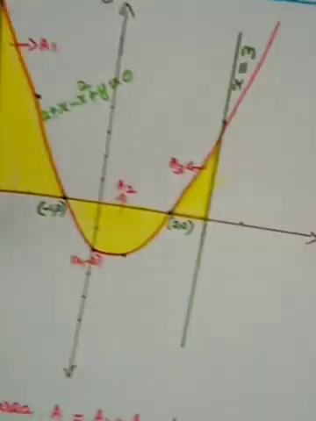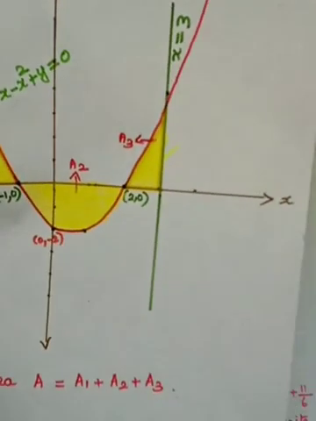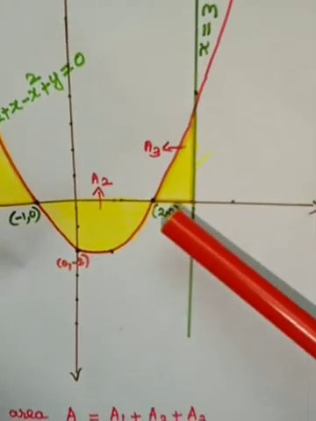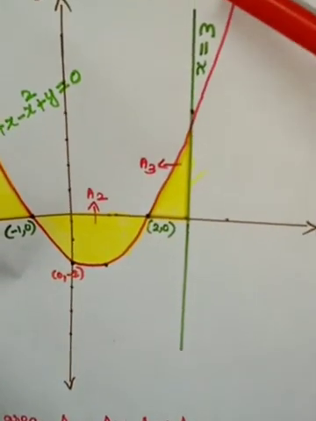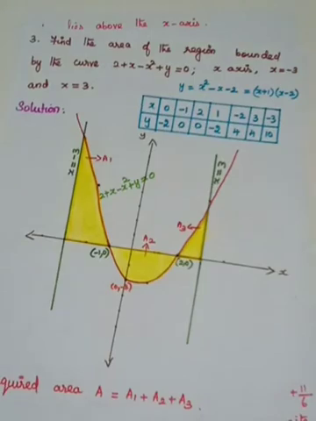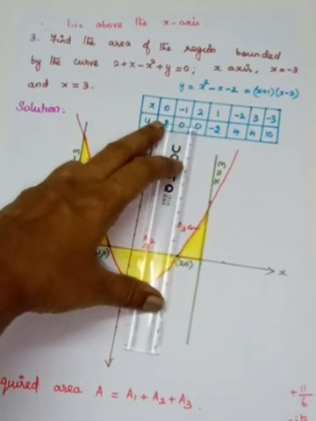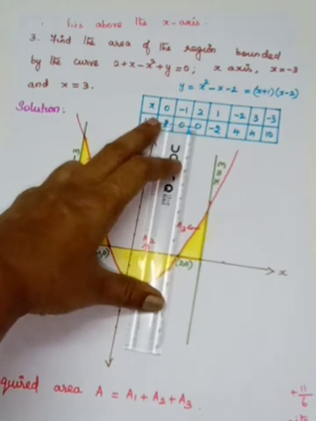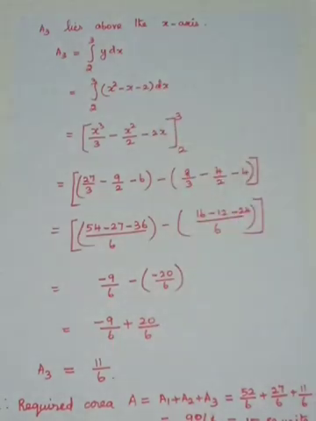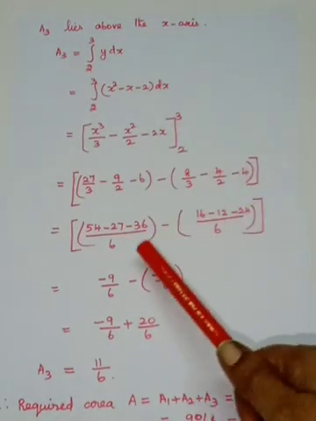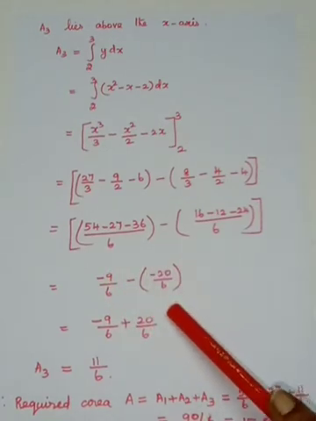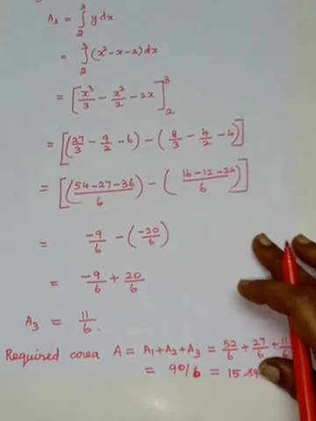In the same way, we go for A3. A3 lies above the x-axis. So the integral from a to b of y dx. And the limits of A3 vary from 2 to 3. This is the line x equal to 3. If you draw a vertical line through this point, it is x equal to 2. So the limits vary from 2 to 3 of y dx. The same way you have to proceed. Apply the upper limit and take the LCM. You will get minus 9 by 6 minus of minus 20 by 6. If you calculate, it is 11 by 6.